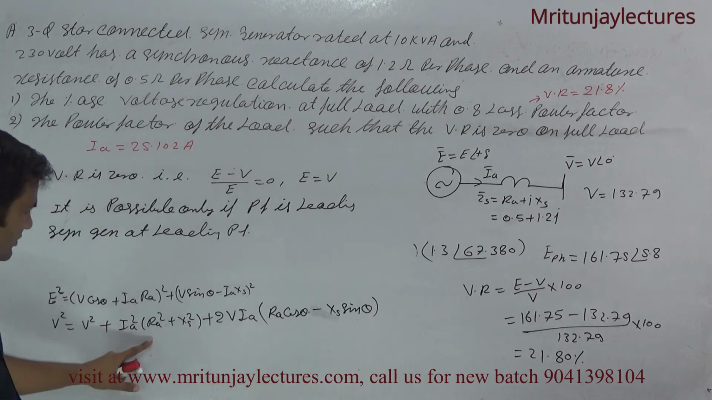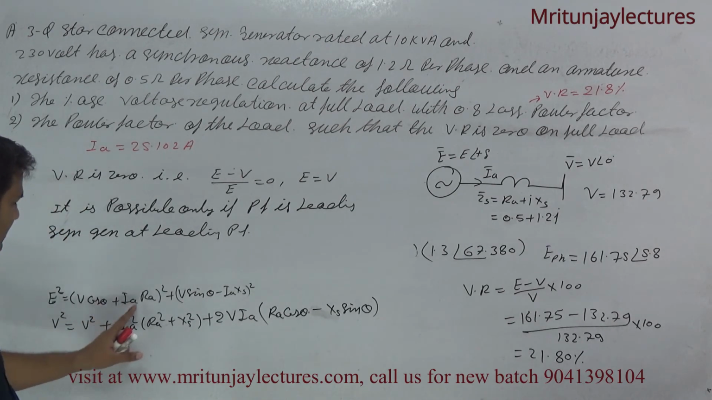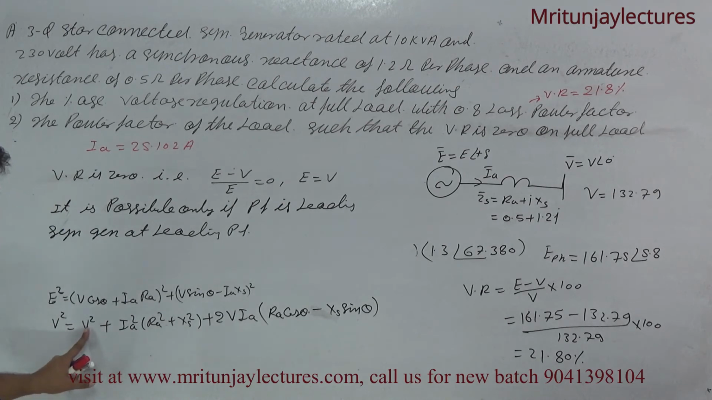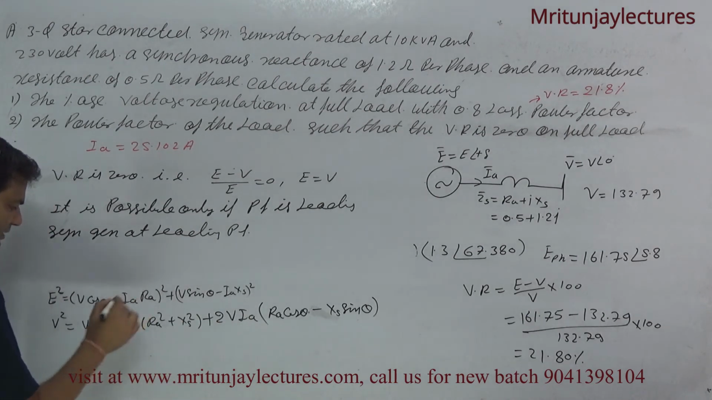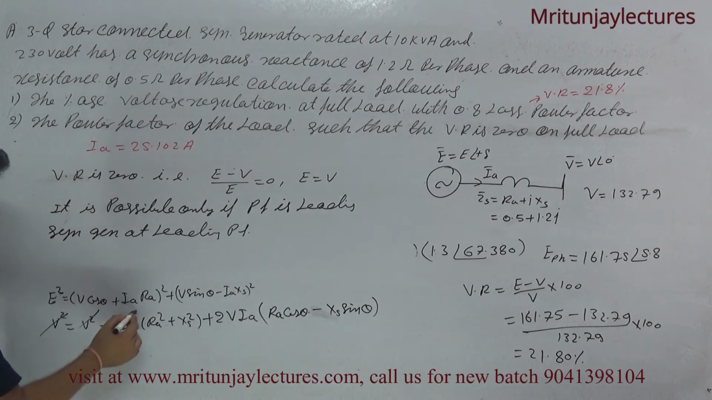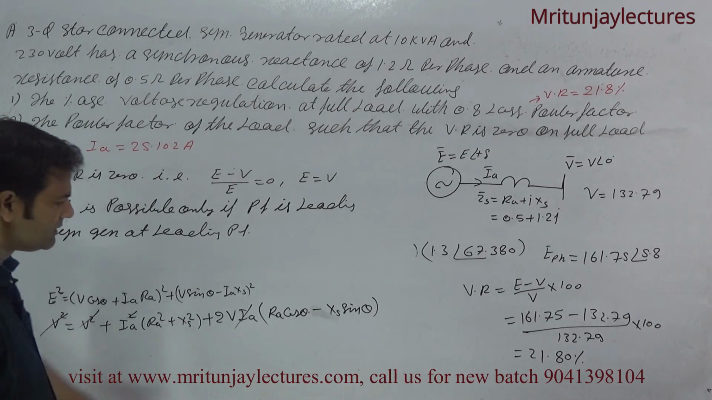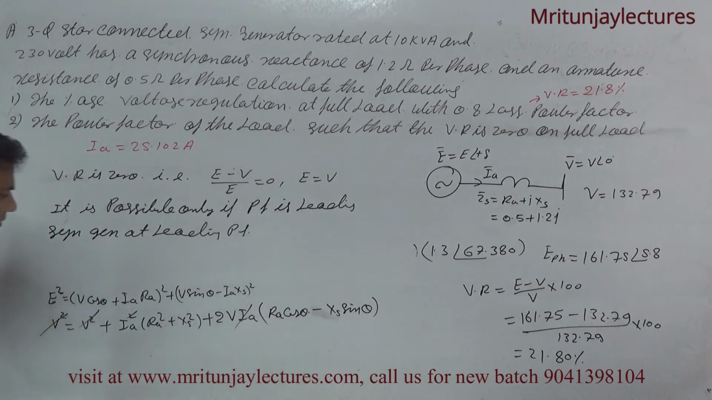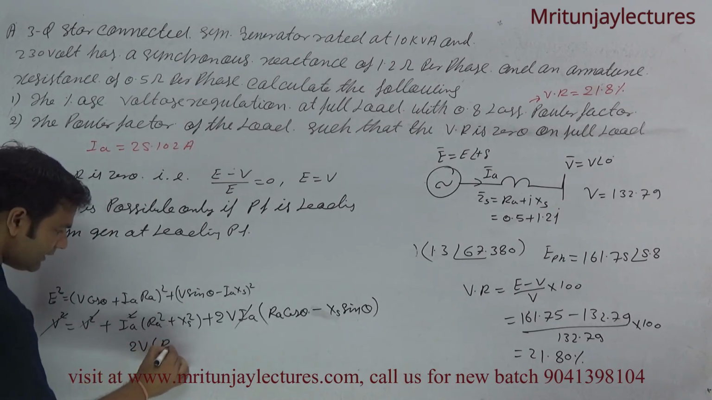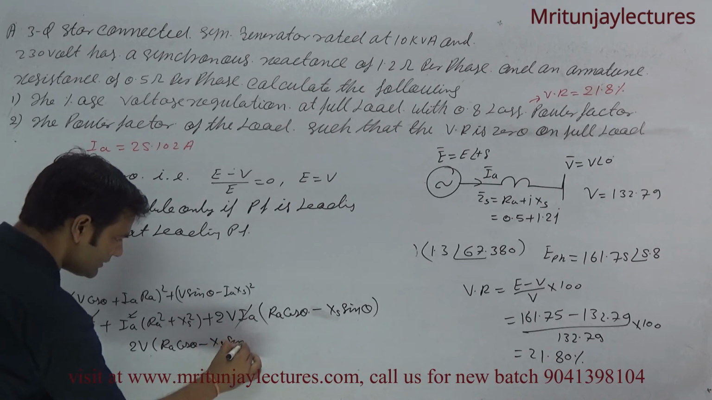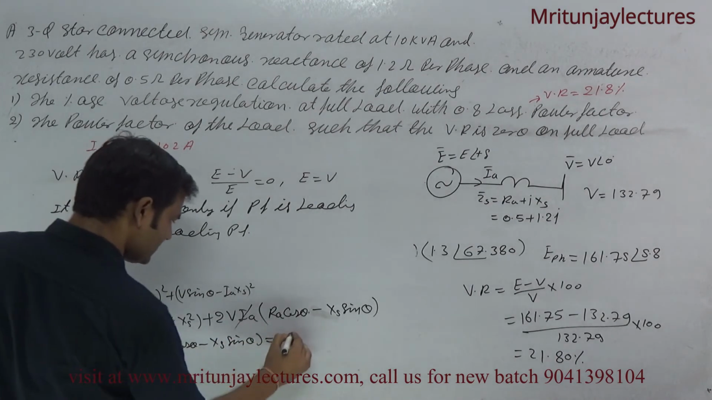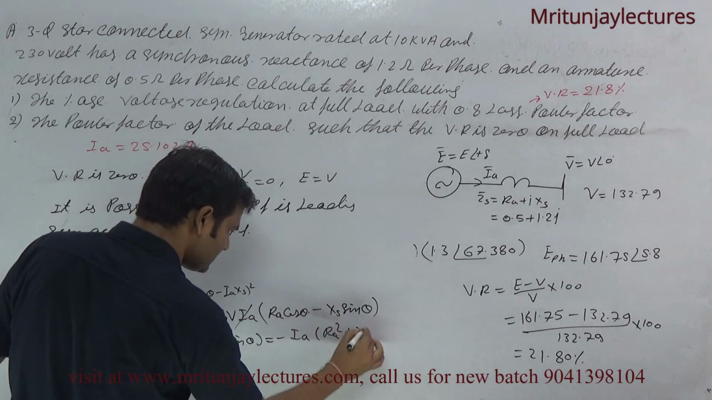Okay, clear? First of all, it is clear that sin square theta plus cos square theta is equal to 1, that's why only V square is written. V square cancels. So finally, this one and this one cancel out, and IA is also common and cancels. Then our motto is to determine theta. First of all, how to determine? That is 2V into (Ra cos theta minus Xs sin theta), which is equal to minus IA into (Ra square plus Xs square).